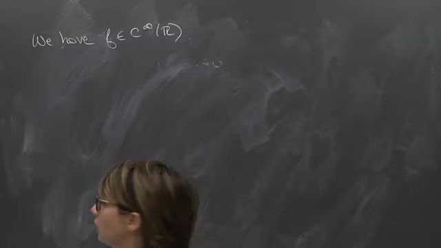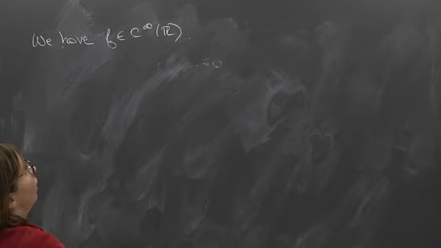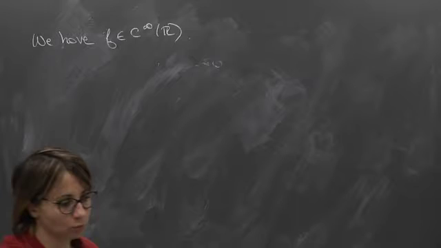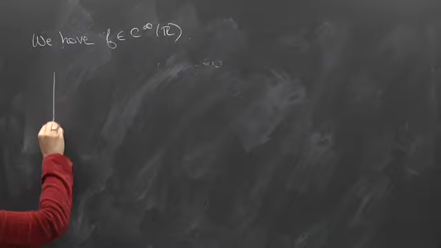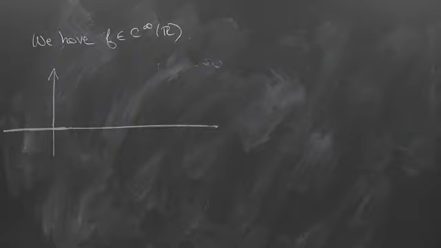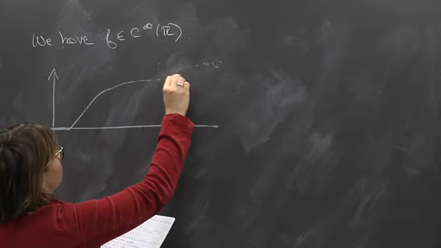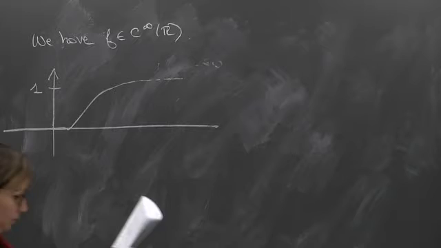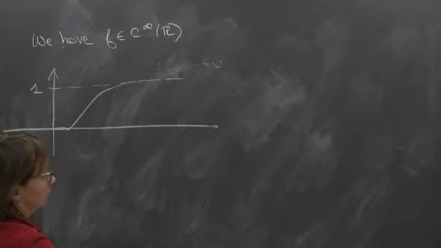Now we want to construct, using this f, the function phi_n, which converges pointwise to the characteristic function of an interval, okay? Just to visualize things, this function is zero here, and here it is very flat because all the derivatives of any order are zero, so it is something like this, with an asymptote at level one.